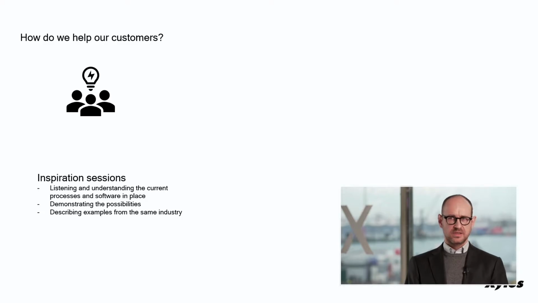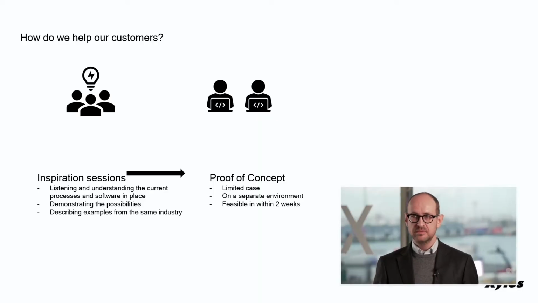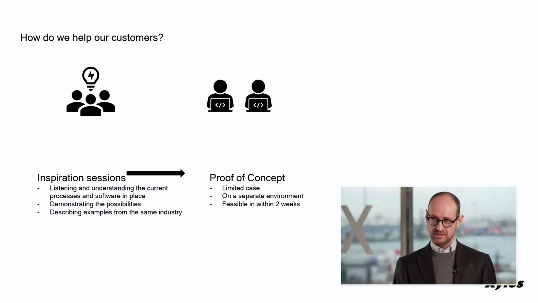In the first place, we listen to the problems and the challenges that the customer has, and we try to understand the current processes and the current software. We demonstrate the possibilities that are already available within the company. Next to that inspiration session, we start with a proof of concept. The proof of concept is just a small project, maximum 2 weeks, in a separate environment, where we build a small project to prove that the stories we tell are valid.